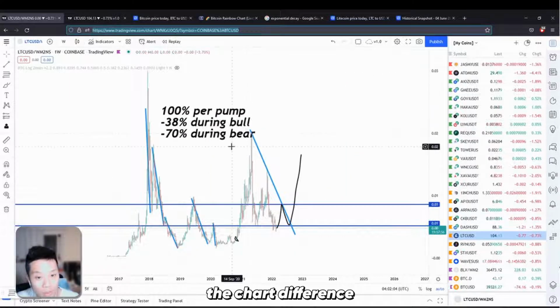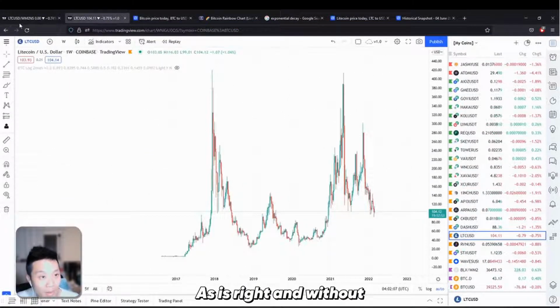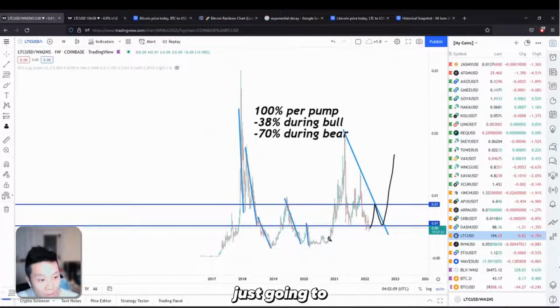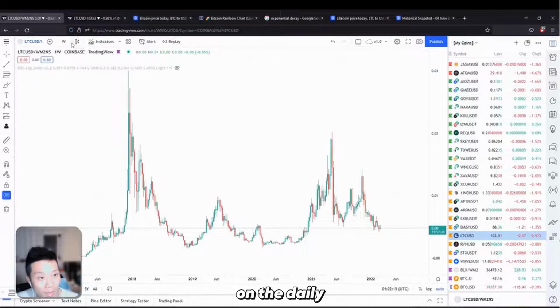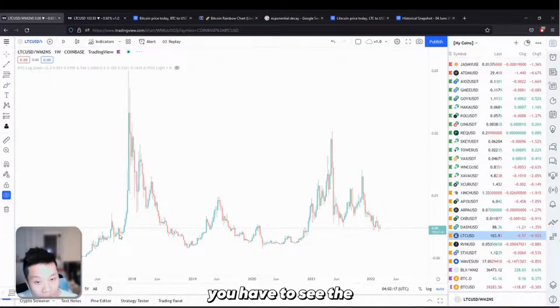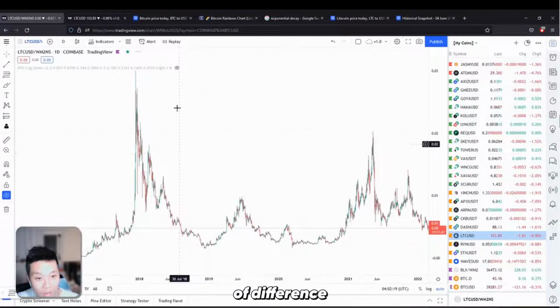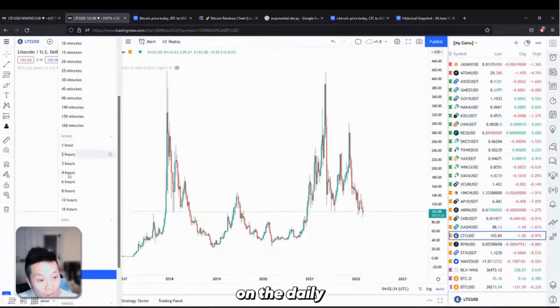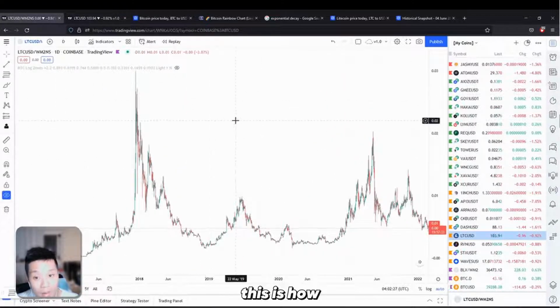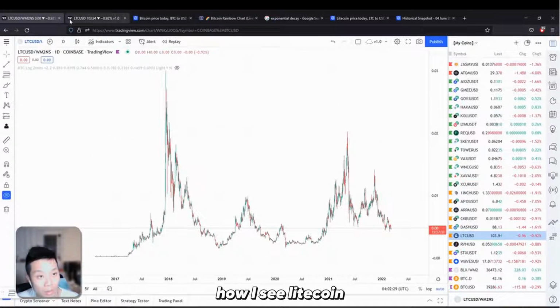So the chart difference between Litecoin as is and without inflation looks like this. I'm just going to cover this up. Hide all, right? This is how Litecoin looks. I'll put it on the daily chart because the other one's in daily. So you have to see the magnitude of the difference. This is how everyone sees Litecoin. This is the tool. This is how I see Litecoin. And that's a huge difference. Notice that this is a massive difference.